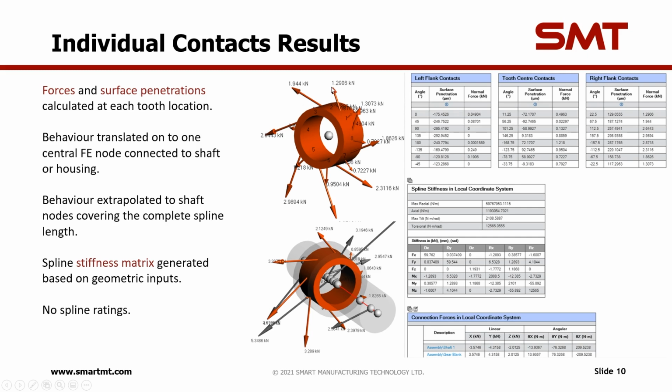So we can see that there's individual force lines being calculated, force arrows being displayed on each of those concept teeth. And then if we look a little bit further over to the right hand side, you can see we get the contacts for those individual specifications. So we have the left flank contacts, we have the tooth center contact if we specified a major diameter fit, and we have the right flank contacts.